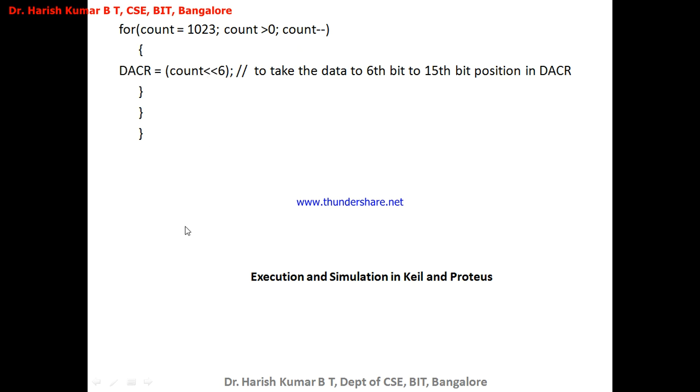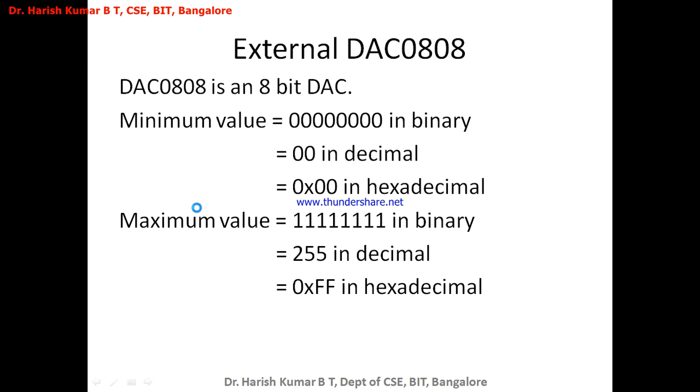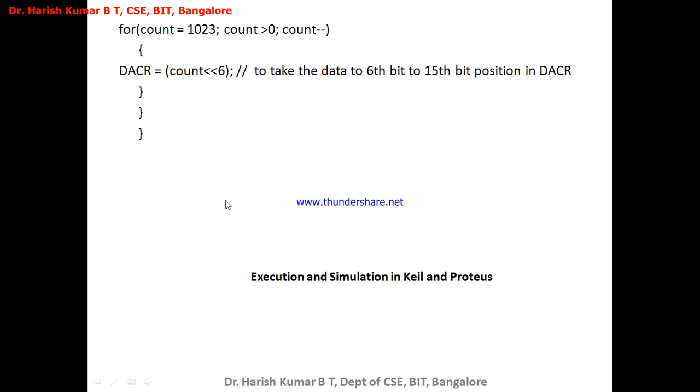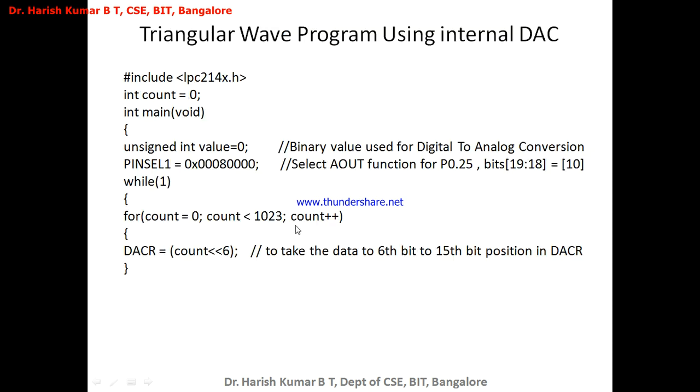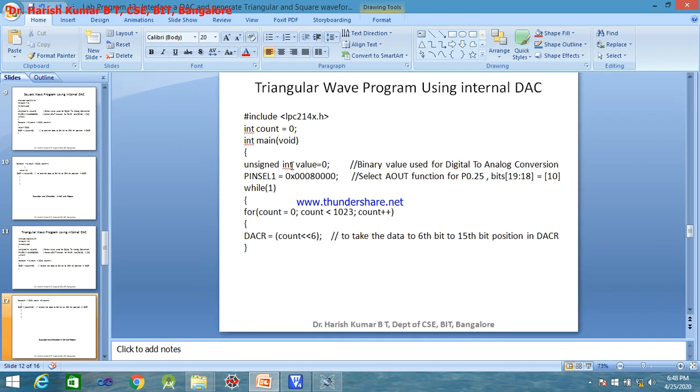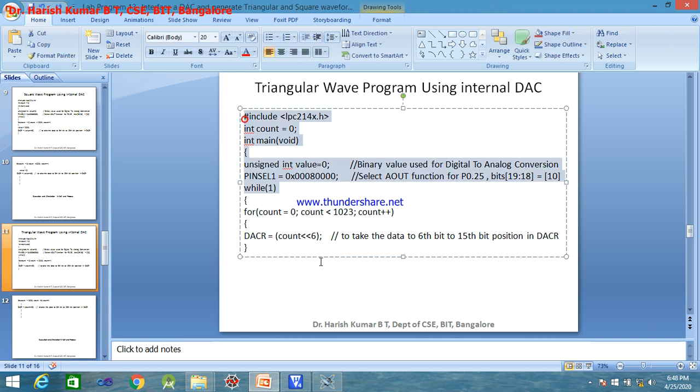Now the previous for loop will give the waveform like this, and this next for loop will give the waveform in the reverse, opposite direction. So now we'll see the simulation and execution of this in the Proteus software again. Now I'll just copy this program. Yeah, triangular waveform, I'll copy this.